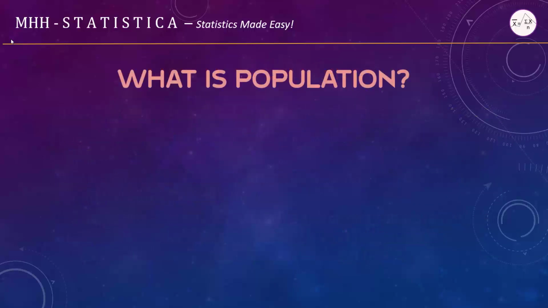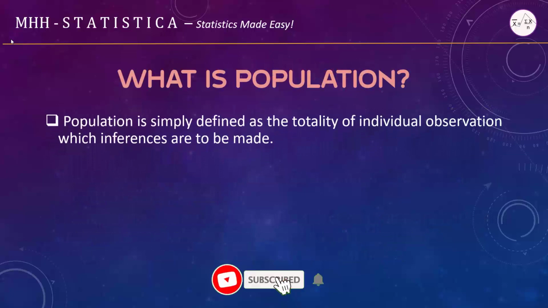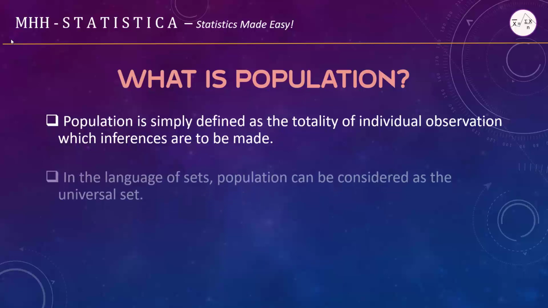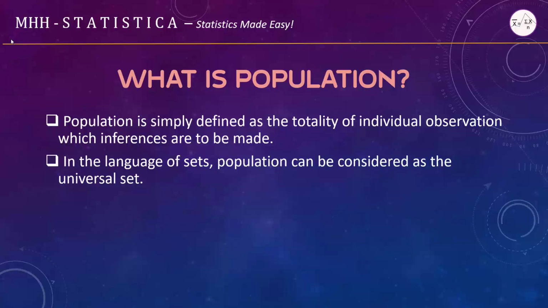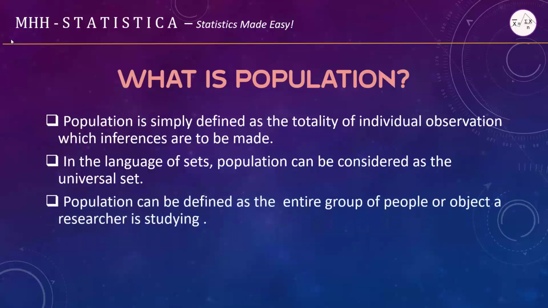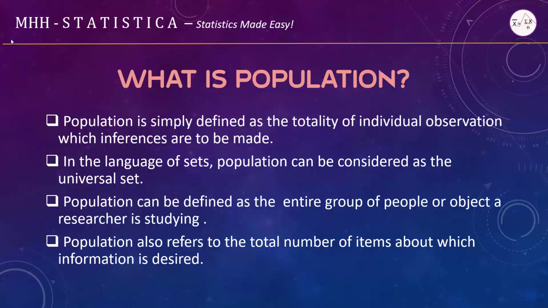What's a population? A population is simply defined as the totality of individual observations about which inferences are to be made. A population in the language of sets can be considered as the universal set. Again, population can be defined as the entire group of people or objects a researcher is studying. Population also refers to the total number of items about which information is desired.